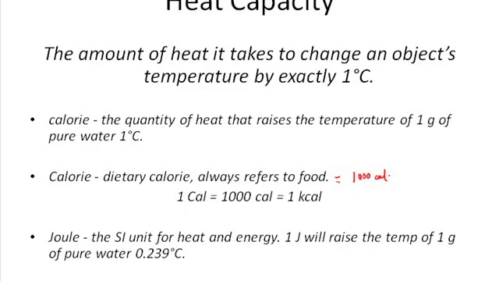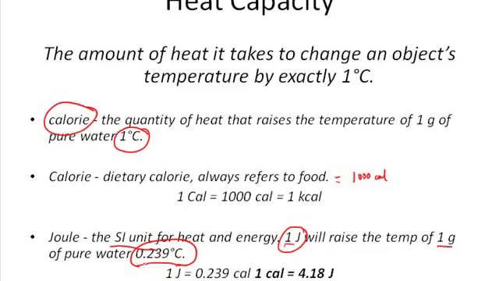And a joule, which is the SI unit for heat and energy. 1 joule will raise the temperature of 1 gram of pure water by 0.239 degrees Celsius. Obviously, as you can see here, a calorie will raise the temperature up to 1 degree, while a joule will raise it only about 0.239 degrees, which is a lot less. So the amount of energy that you get out of a joule is a lot less than a calorie.